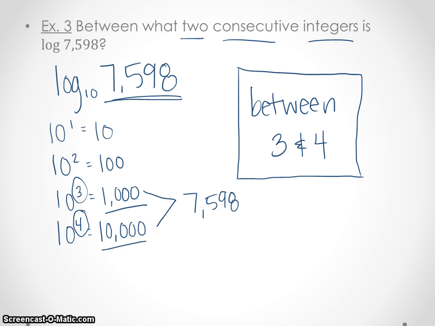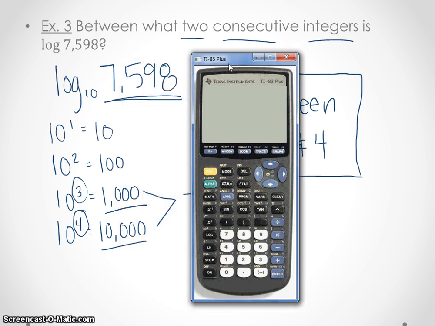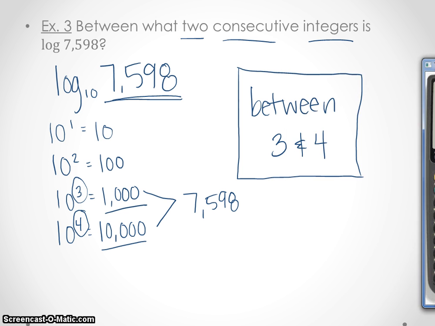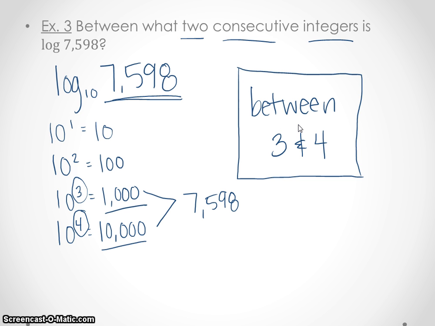So let's actually go ahead and figure out what it is using the calculator, and see if we were right. So we just use our common log of 7,598, and see if we get 3 point something. Boom, 3.88. Excellent. So we were right, but don't write this answer down. They did not ask for an exact answer. They wanted you just to guesstimate where that would be. So that's how you would do this. You'd list out your powers of 10, and see where this would fall in between these.